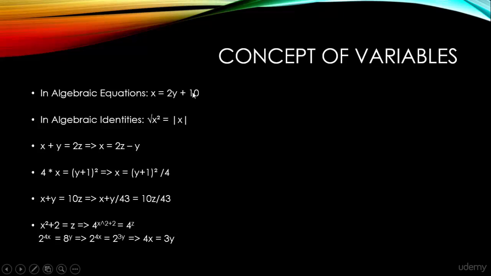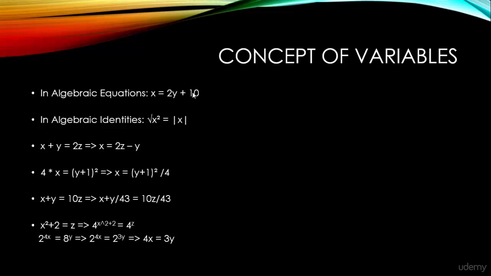In algebraic identities, these are generalized relationships such as square root of x square is equal to mod x, which says for any number, if you square it and take the root, you get the absolute value back. So the variable acts like a true placeholder which may be replaced by any number.